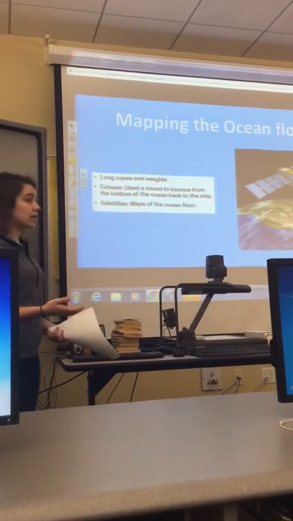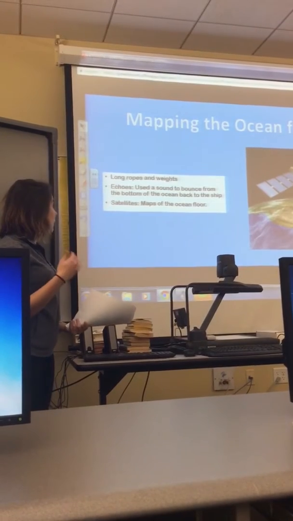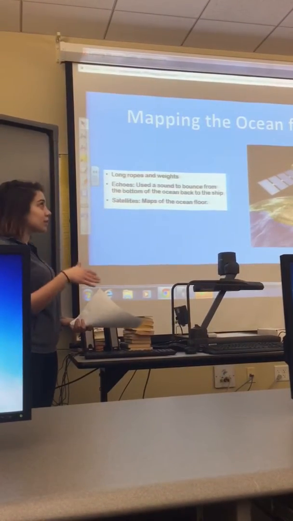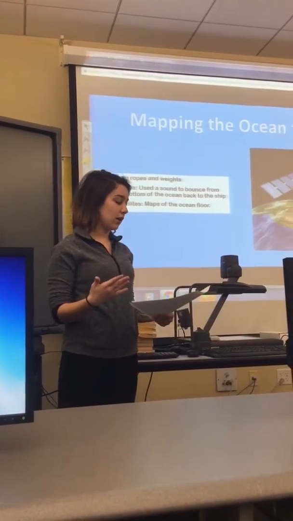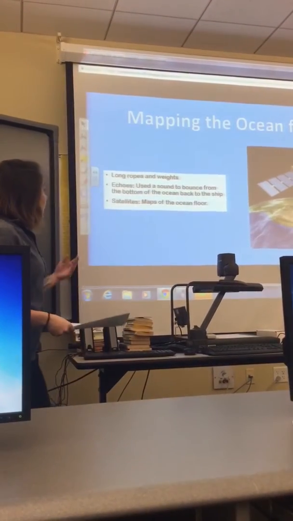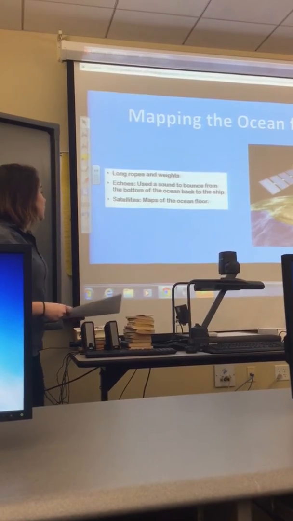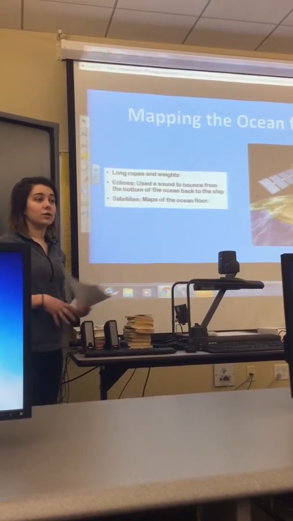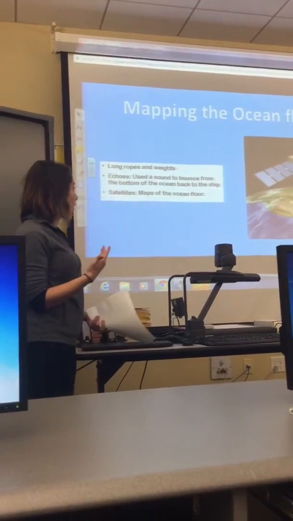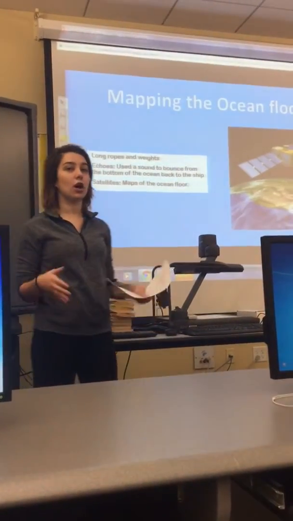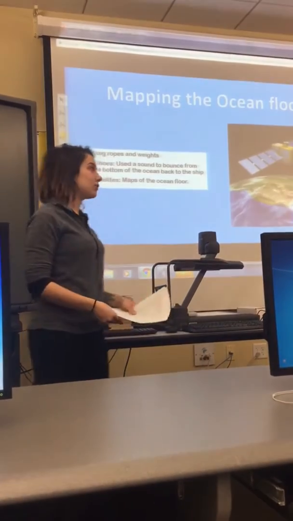They would use a sound to bounce from the bottom of the ship to the bottom of the ocean and back to the ship. That's how they would measure it, and that was in the 1900s. Then the most recent way they started doing it was using satellites. They take a picture of the ocean floor, and this has given a more detailed picture of what the ocean looks like, which makes it easier for them to measure it.